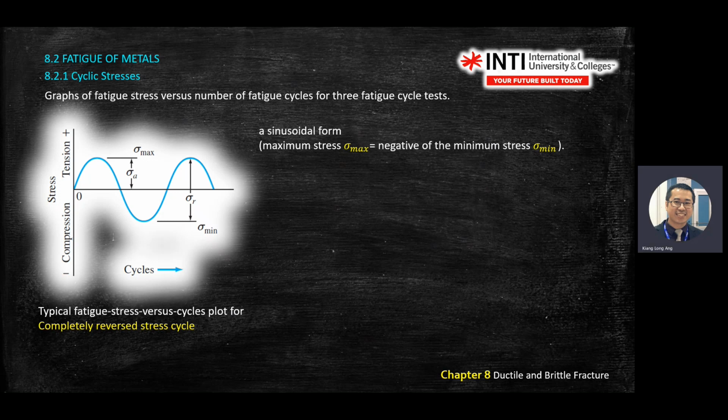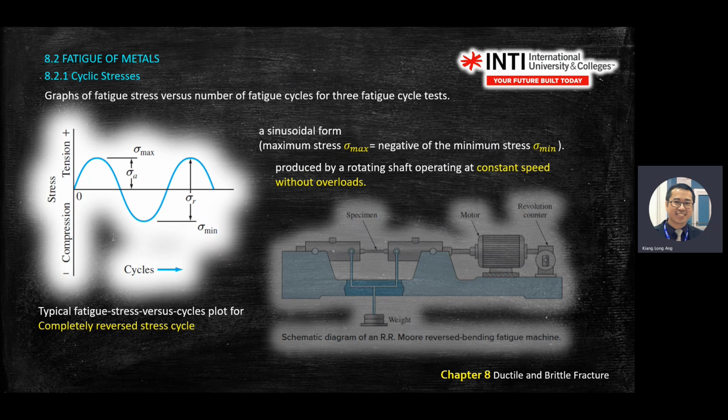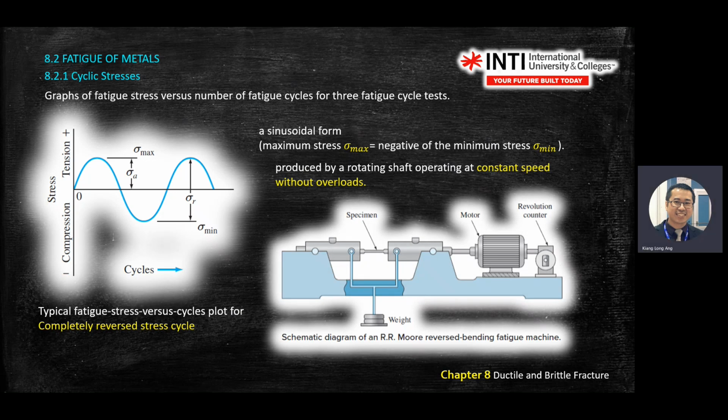In mathematics, this kind of curve, we call it sinusoidal form. We have a maximum stress and minimum stress on the curve. The assumption will be a rotating shaft operating at a constant speed without overload. It means the motor rotates at the same speed.